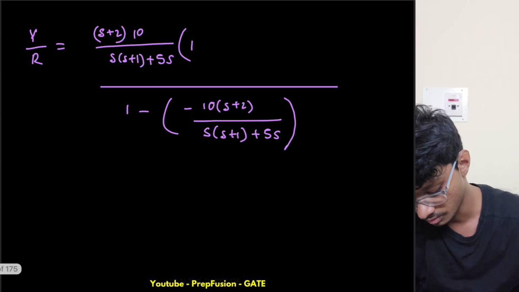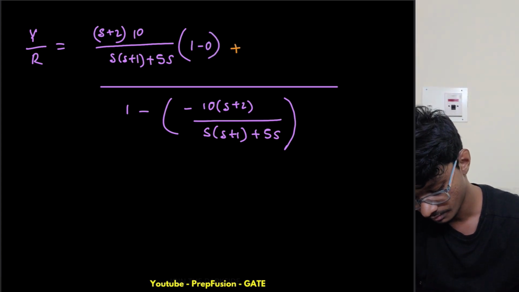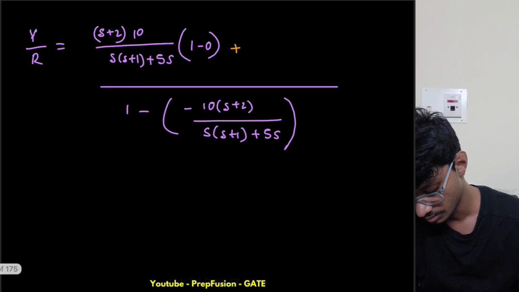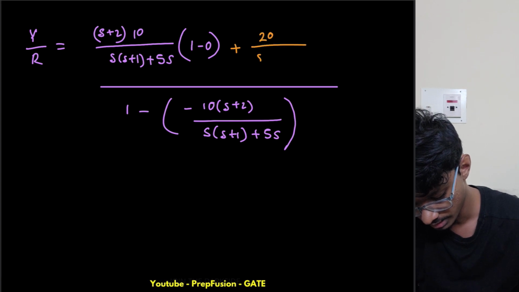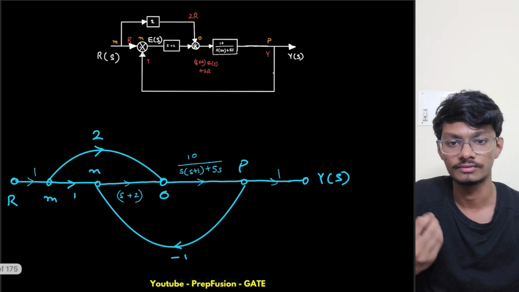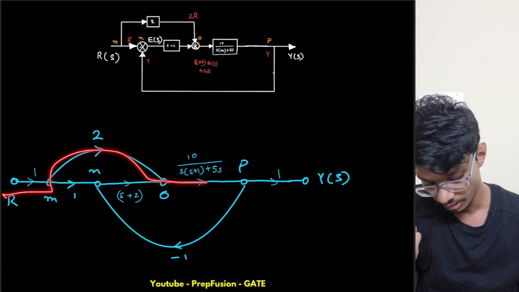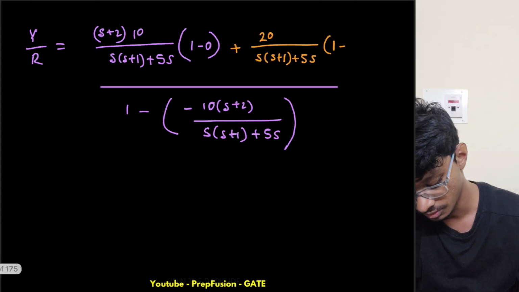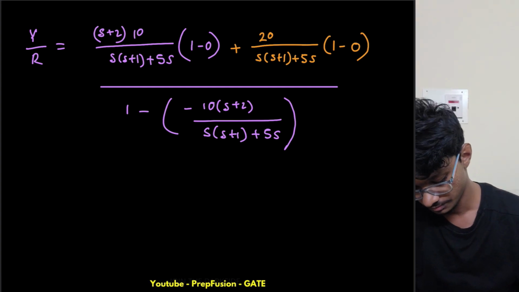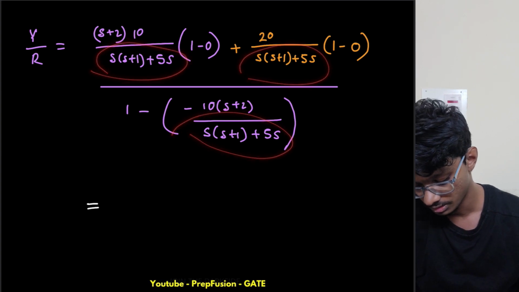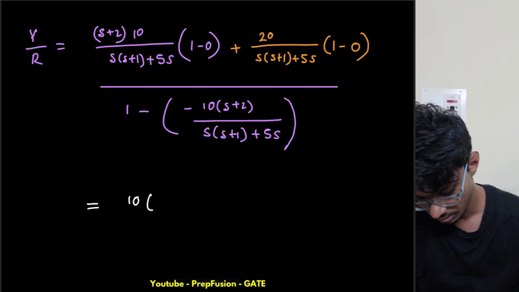So this is 1, 0 only, and the other forward path is simply 2 times this one. So this is 20 divided by s into s plus 1 plus 5s times the isolated loop gain. If I remove this part, this loop is finished, so we have only 0 gain here. The denominators of all of this are the same, so I can simply cross multiply. So this is 10 plus 2.